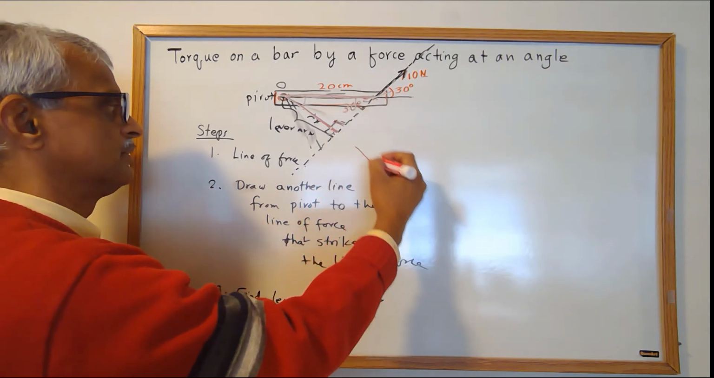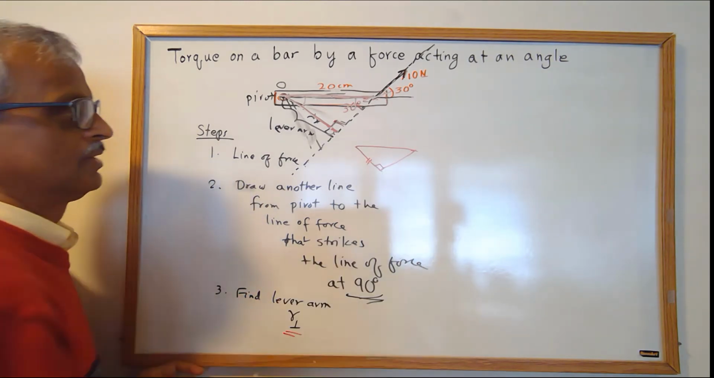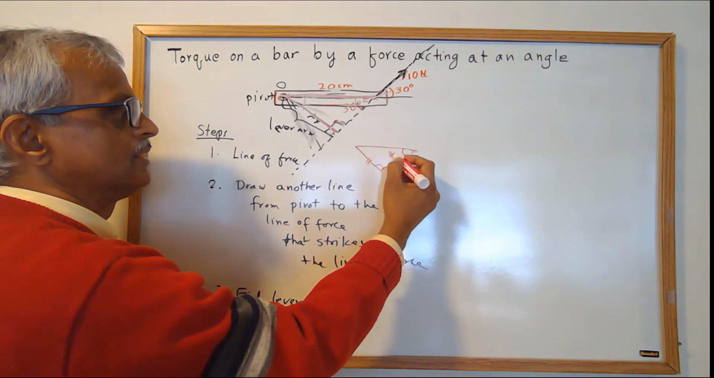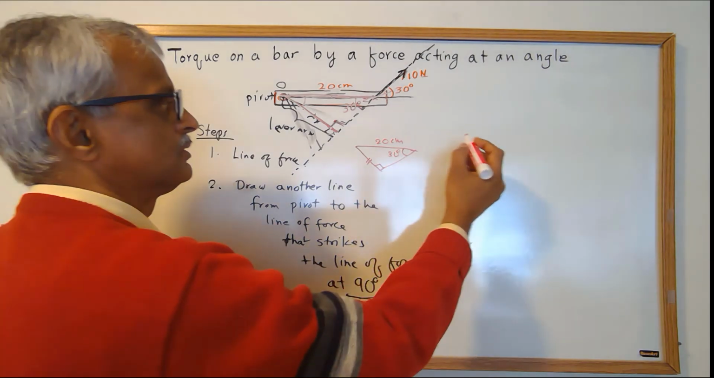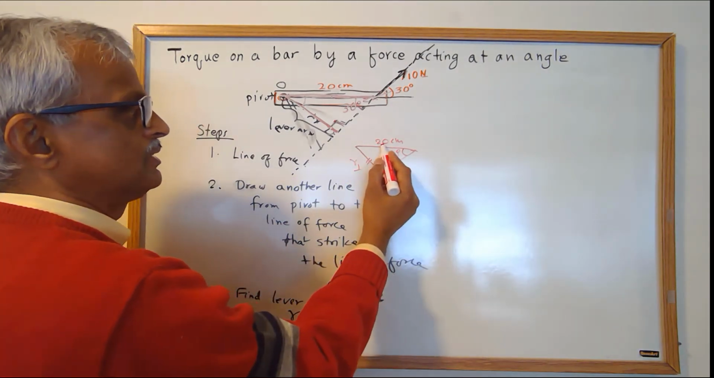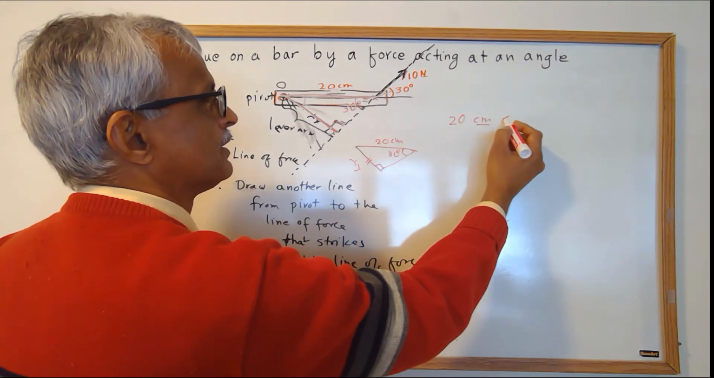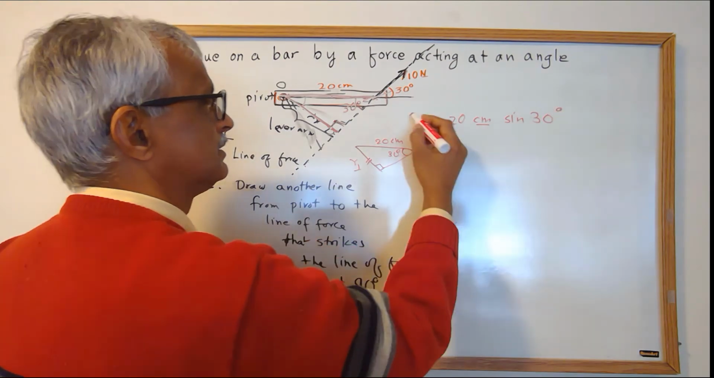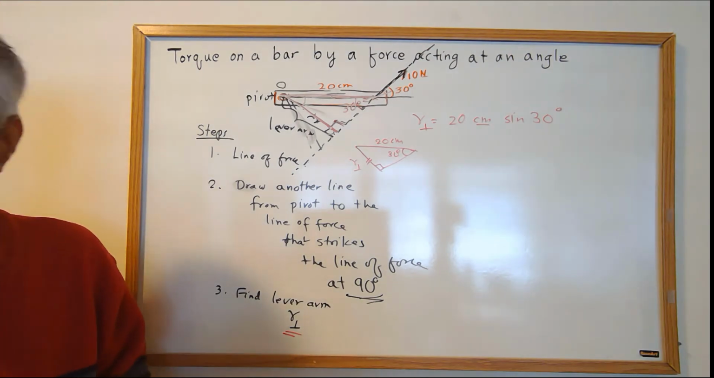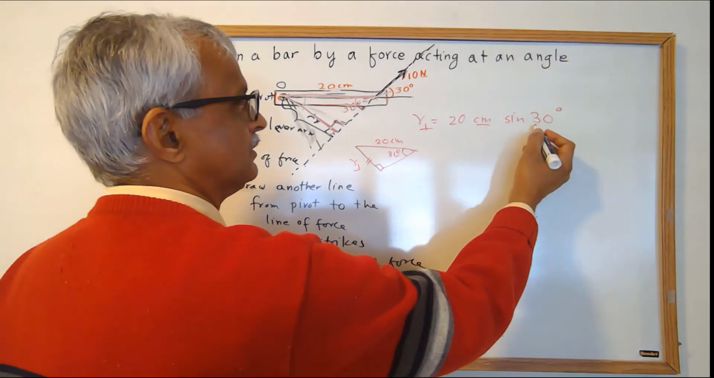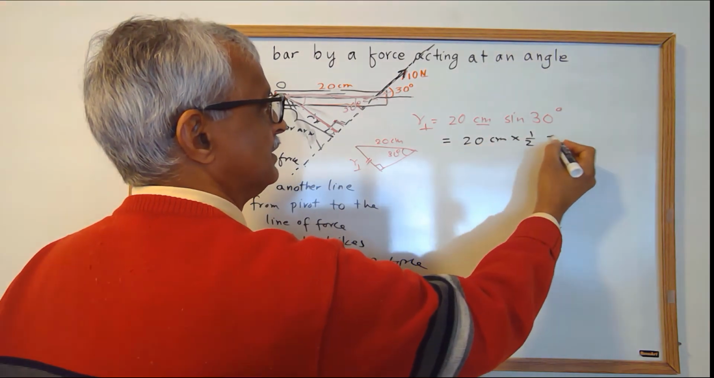So in the triangle that I'm trying to solve, I want to solve for this side. I know this angle is 30 degrees and this is 20 centimeters. So r perp is going to be 20 centimeters times sine 30 degrees. This is going to be the lever arm for this force. Sine 30 degrees is half, so that becomes 20 centimeters times half, which is 10 centimeters.